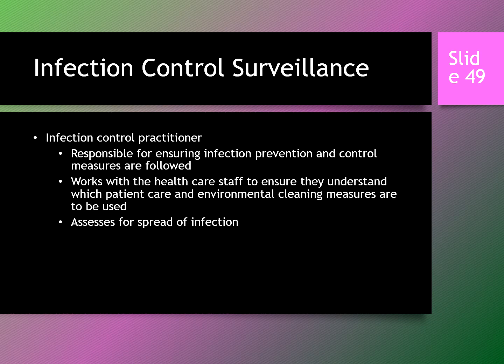In most healthcare agencies, an infection prevention and control practitioner, known as an infection preventionist, is responsible for ensuring that infection prevention and control measures are followed. The IP also assesses the facility for the spread of infection. All hospital patients are at risk for a healthcare-acquired infection, and each nurse must be vigilant in watching for signs of infection in every patient under their care.